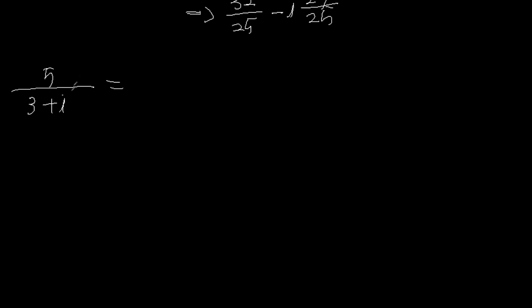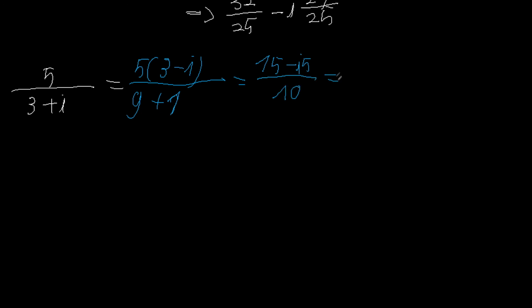Now for the next one, 5 divided by 3 plus i. Now if I see 3 plus i isn't really a Pythagorean form, I know. So for this, also to show off the other method, I'll use the complex conjugate. So it's 5 times 3 minus i divided by 9 plus 1, which is 15 minus 5i divided by 10. So this is 1.5 minus i 0.5. This is, well, not too hard, not too easy.